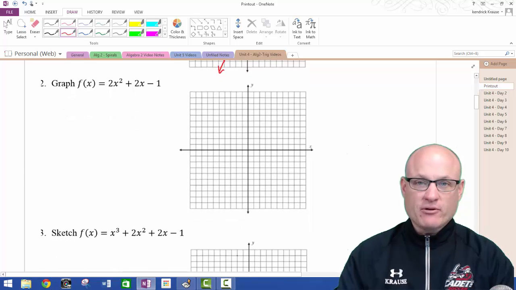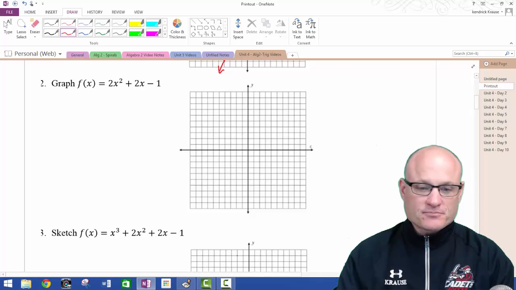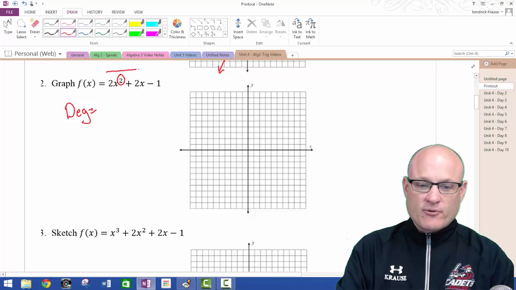This function is an even function. Now, I know you've graphed a few of these. This is a simple parabolic curve. Again, what we're going to look at is its degree, and when we're looking for degree, what we're looking for is the highest exponent. Now, if it's written in standard form, the degrees should go down.